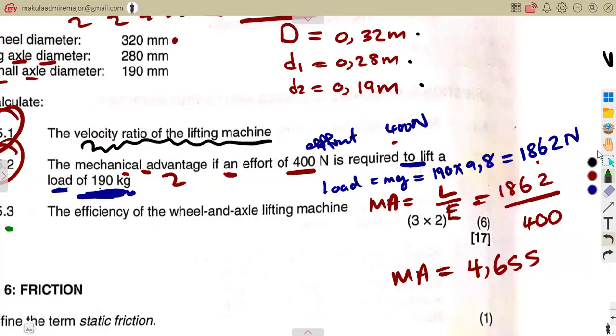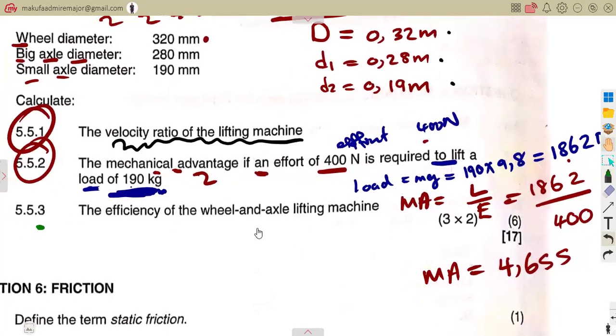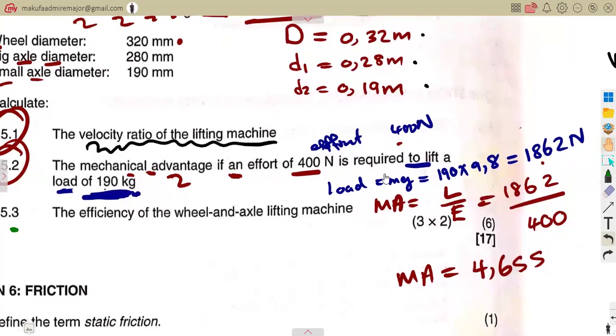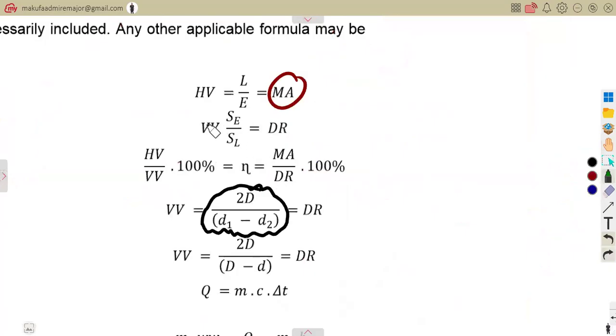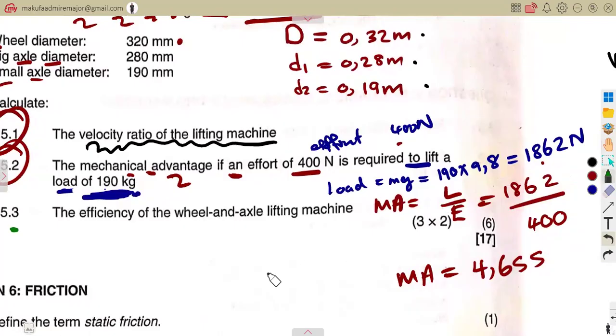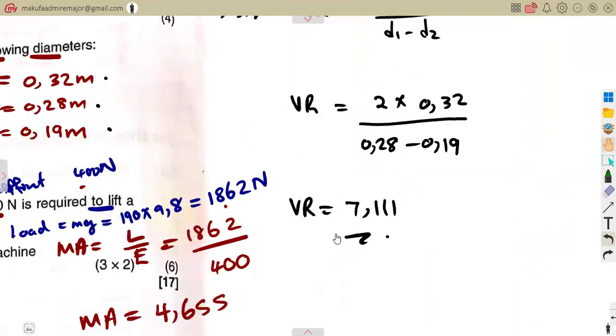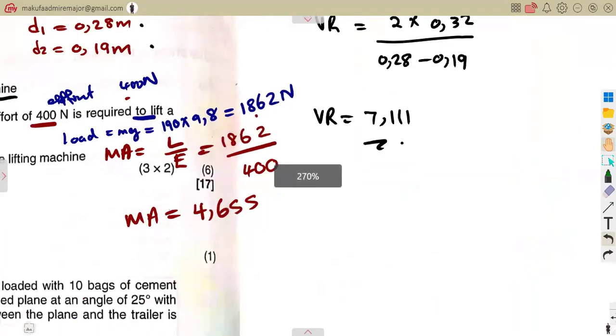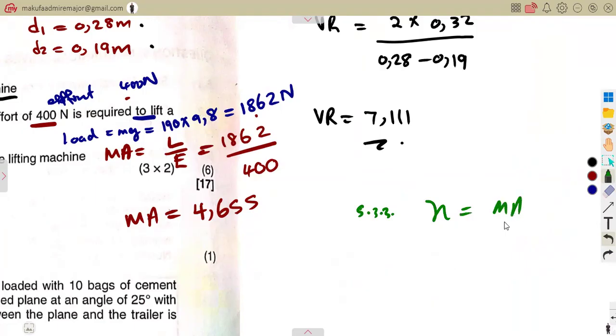Then the last part of our question was the efficiency of the wheel and axle lifting machine. We need the efficiency of this machine. From what we just calculated, we can obtain our efficiency from the mechanical advantage over the velocity ratio that we calculated, times 100%. So we have got everything there: mechanical advantage, velocity ratio. So we can calculate that efficiency.